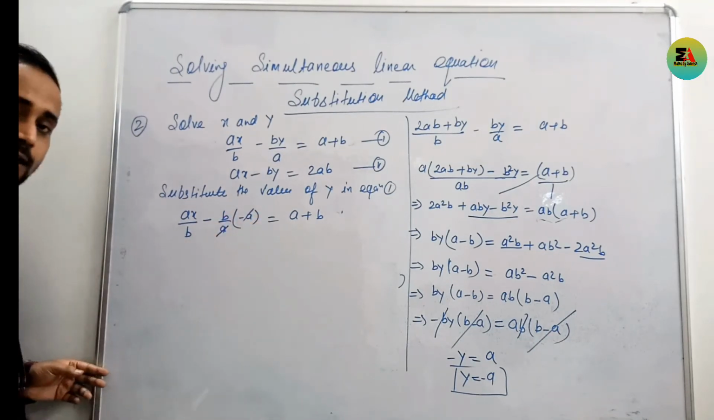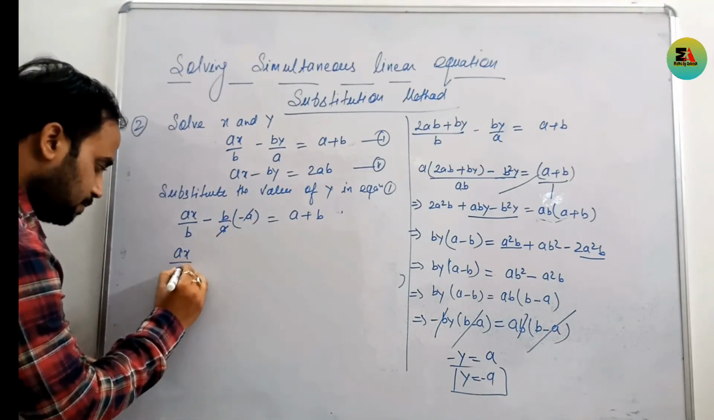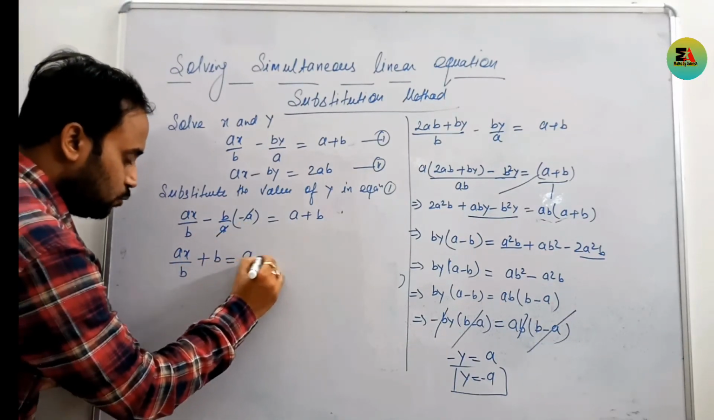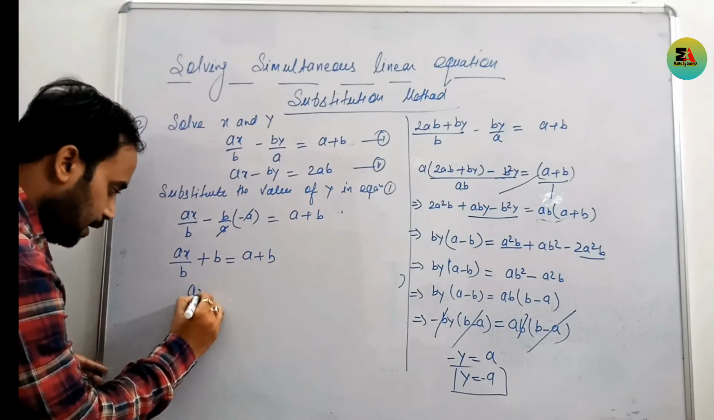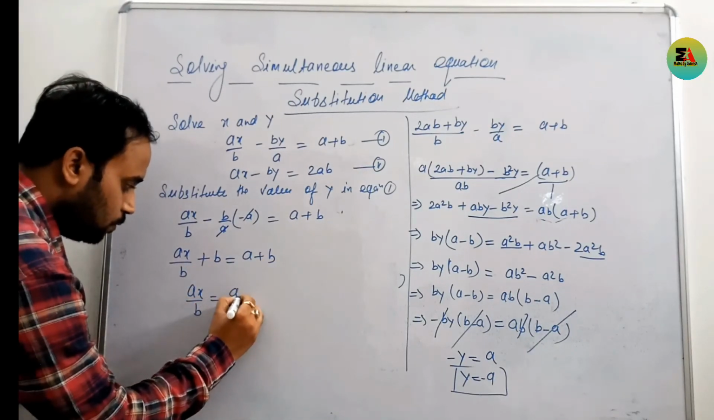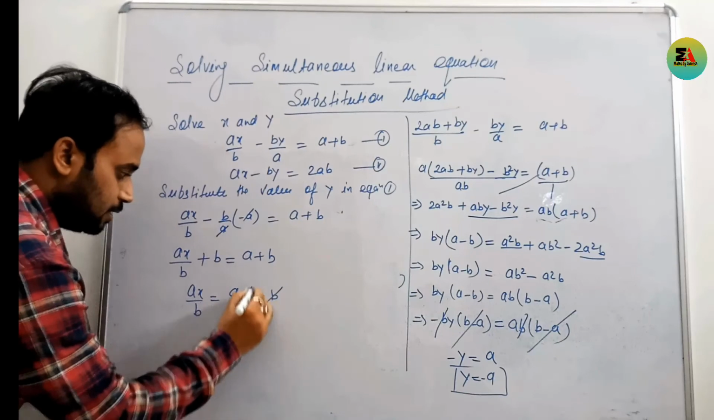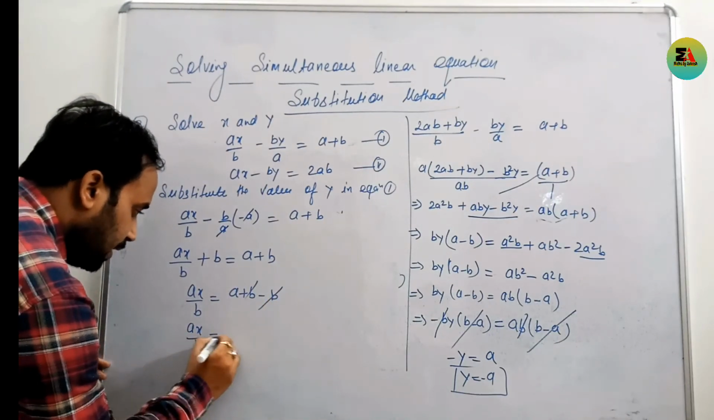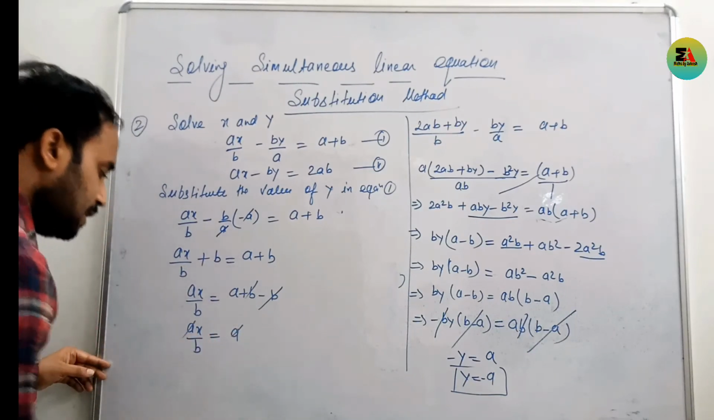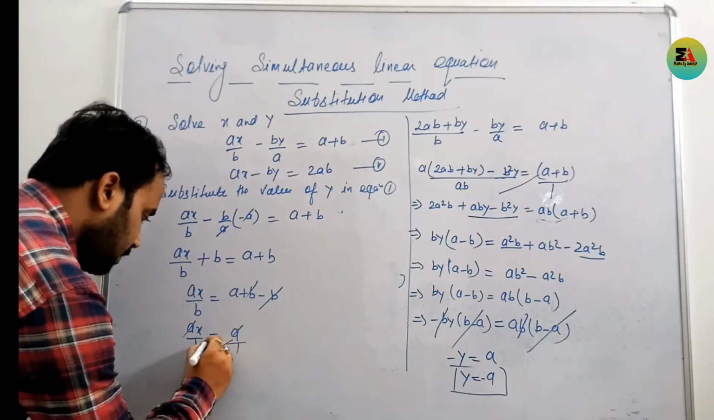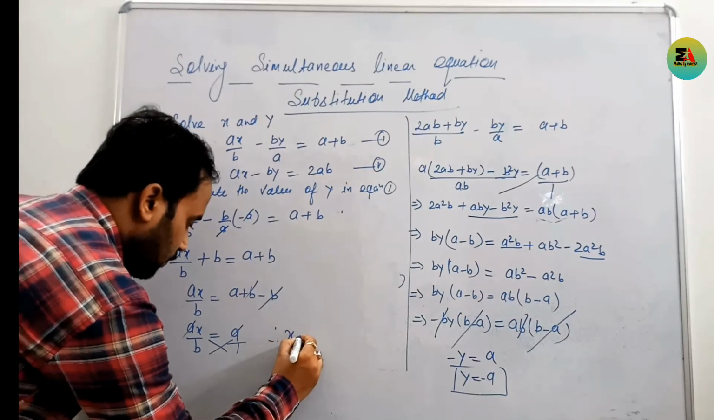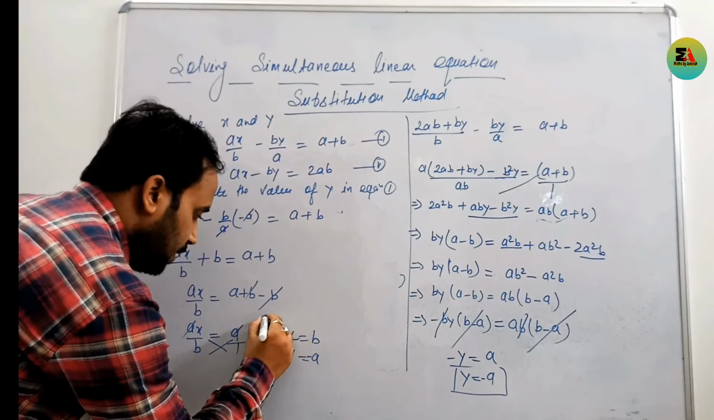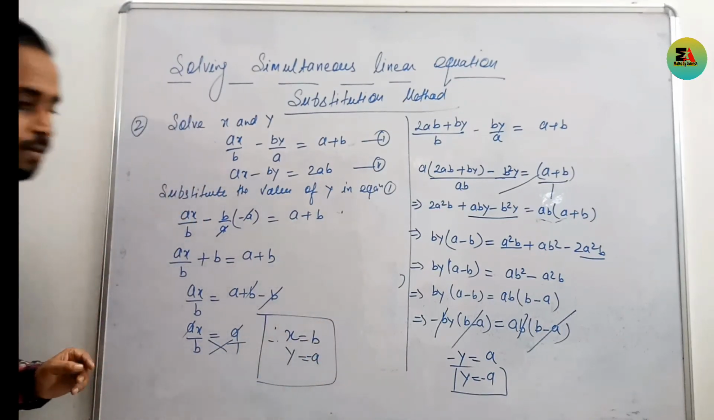This a will be cancelled out. So this becomes ax/b, and the minus sign changes, so it becomes plus b, equals a plus b. Now again ax/b equals a plus b minus b. This b will be cancelled out. Now this becomes ax/b = a. This a will be cancelled out. Cross multiply. Therefore the value of x will be b and the value of y will be minus a.